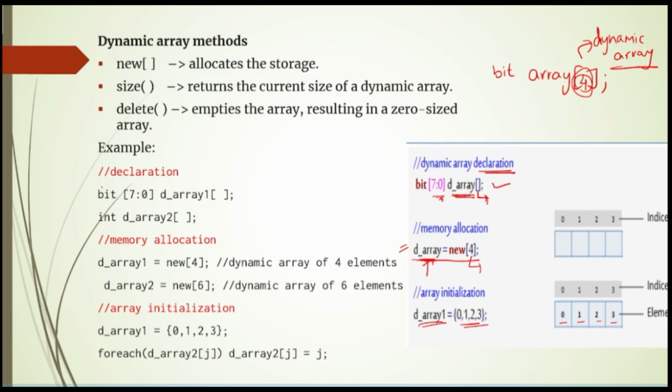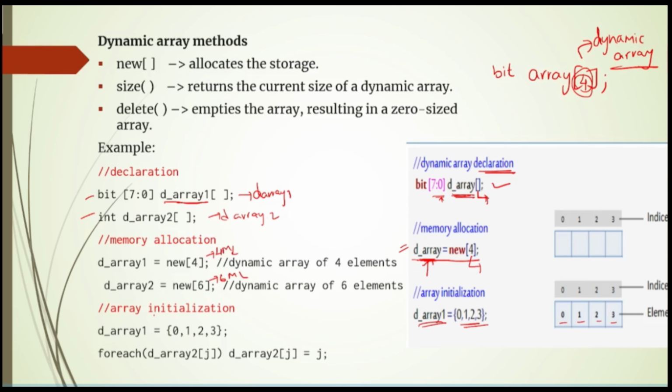This is how you will be declaring, allocating the memory locations, and assigning the values to that particular array. Now if you see here, these are my two dynamic arrays. This is my first array, d array 1, and then d array 2. This is how you declare arrays with empty square brackets. For memory allocation, you write the name of the array equal to new of how many memory locations you want. For my first array it is 4 memory locations, and for my second it is 6 memory locations.